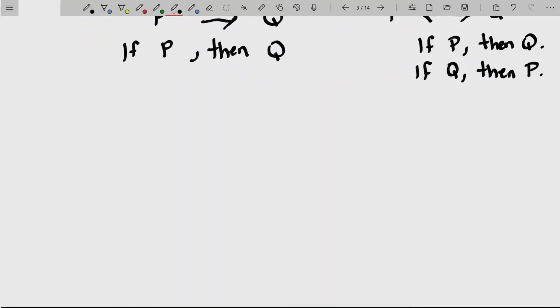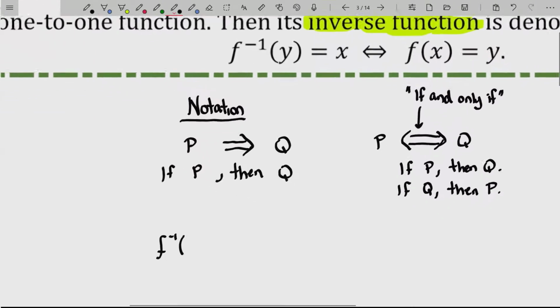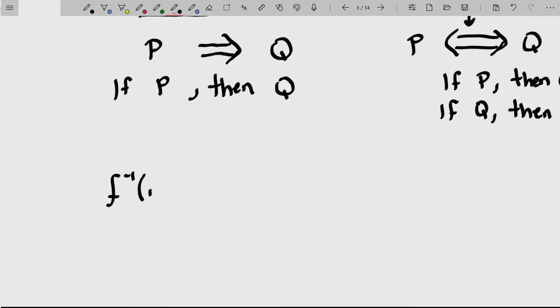So let me write that down here. F inverse of, you saw it in the theorem, or I guess definition, that it's f inverse of y, but a lot of people will write it f inverse of x, but I'm sticking with y for now. You'll see it'll switch to x in a while.